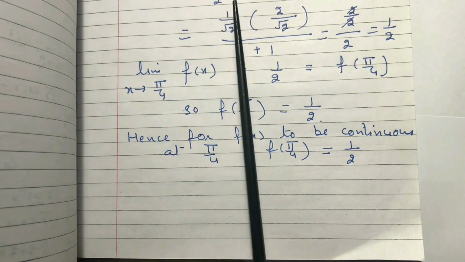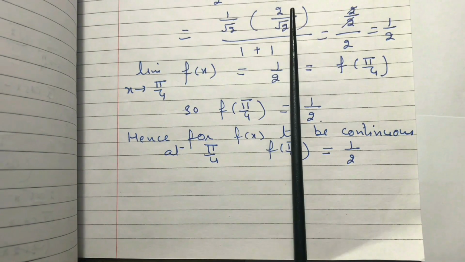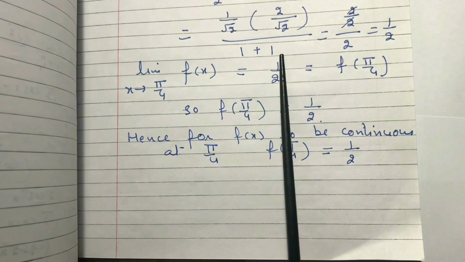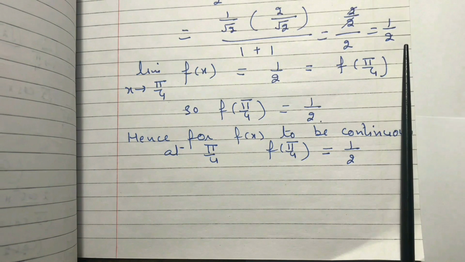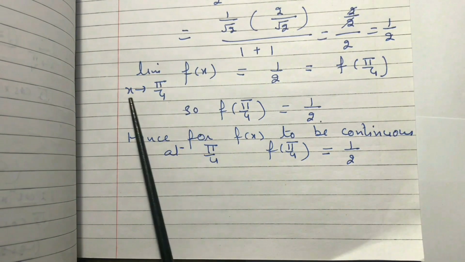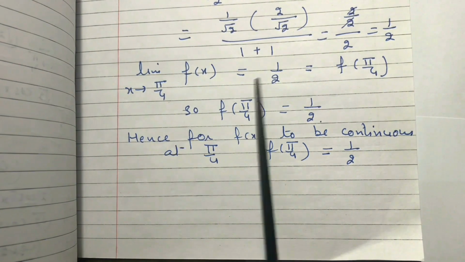Now this is equal to 1 by root 2 into 2 upon root 2 upon 1 plus 1. That is equal to 2 by 2 upon 2. That is equal to 1 by 2. So limit of f(x) as x tends to pi by 4 is equal to 1 by 2.